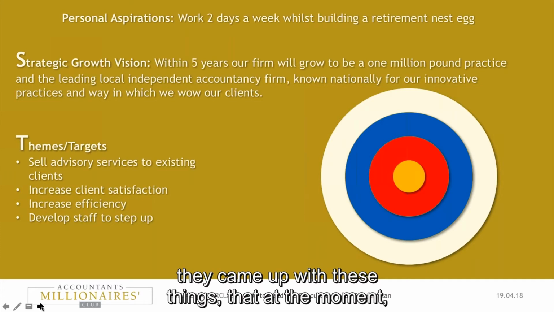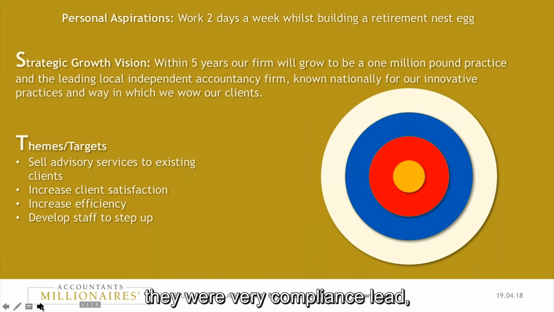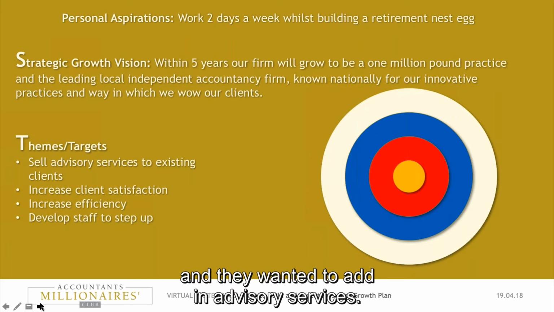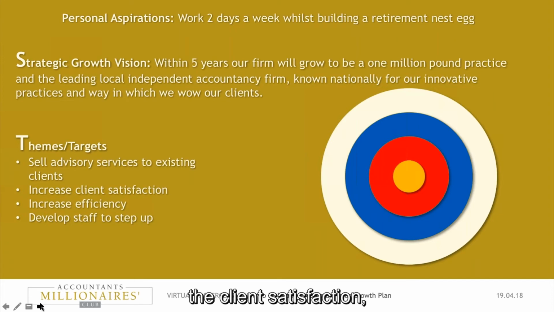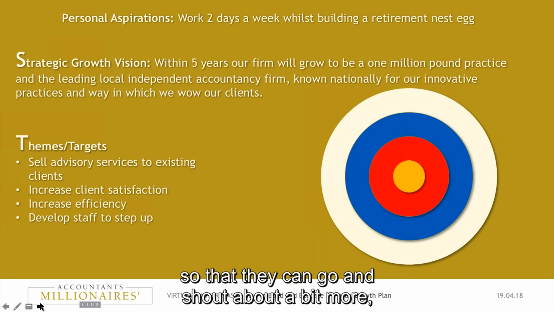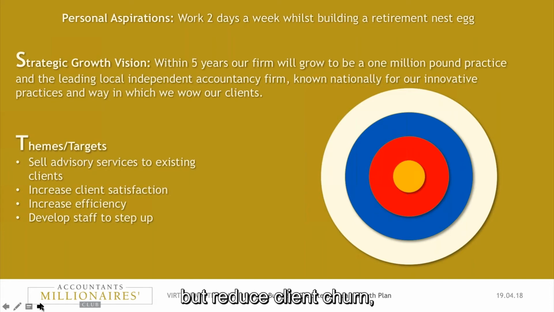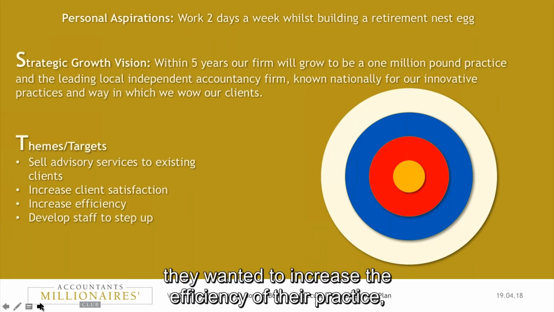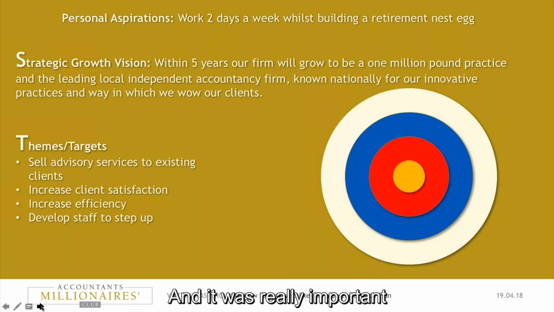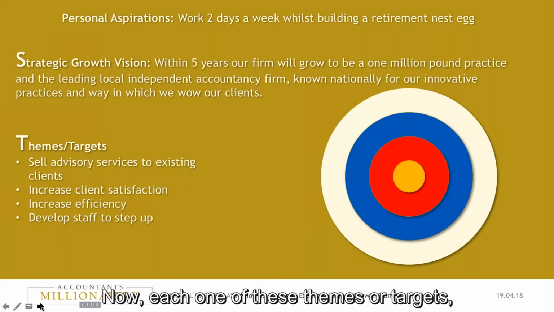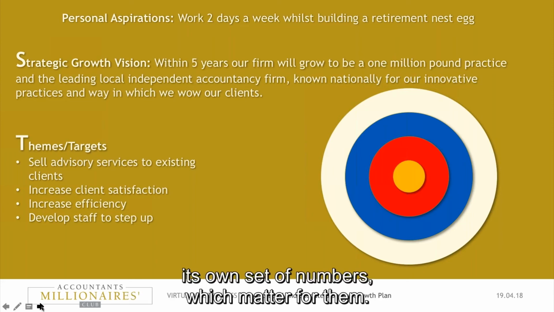They came out with these themes: that at the moment they were very compliance led and they wanted to add in advisory services. The next thing was that they needed to increase client satisfaction so that they could shout about it a bit more, but also reduce client churn. They wanted to increase the efficiency of their practice, which would help their profit margin. And it was really important that they got their staff set up. Now, each one of these themes or targets is going to have its own set of actions, its own set of numbers which matter for them.